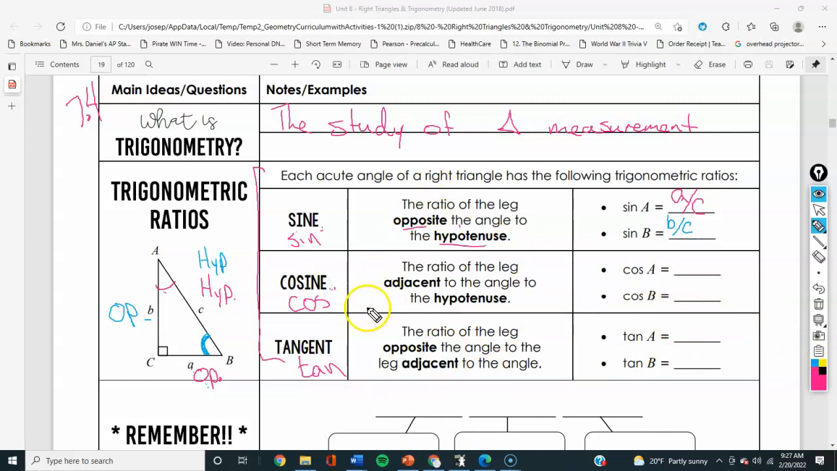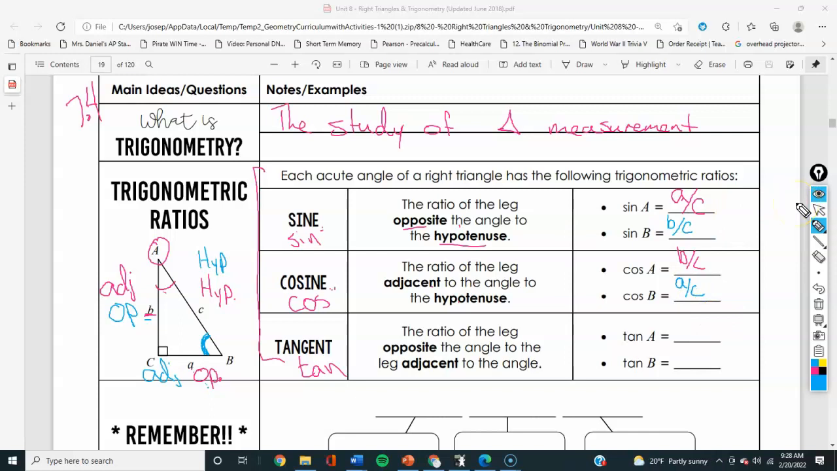Now when we do cosine, we're doing adjacent over hypotenuse. So for my adjacent side for A, see how I changed color? Adjacent means next to. So for A, this side is adjacent. It's the side touching A that's not the hypotenuse. So for cosine of A, it'd be B over C. Now when I move to B, again my opposite and adjacent change, because side A is touching B. So for this one it'll be A over C.